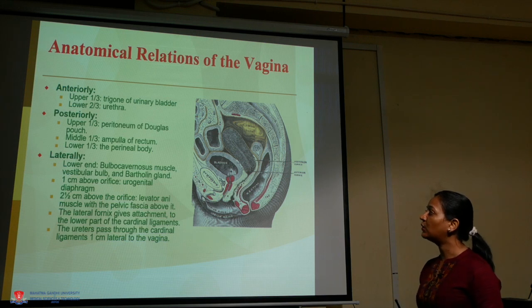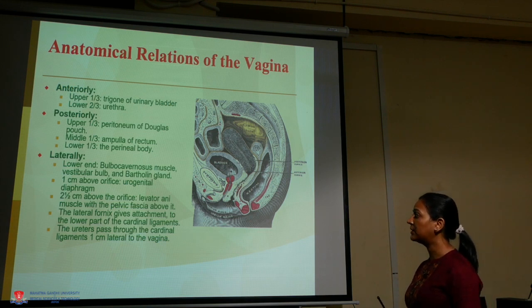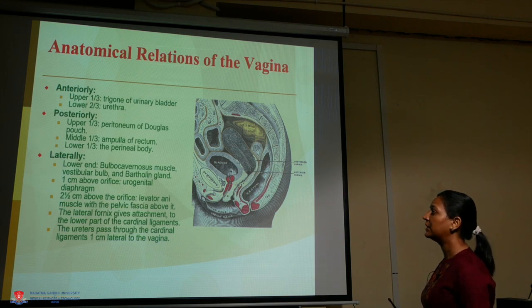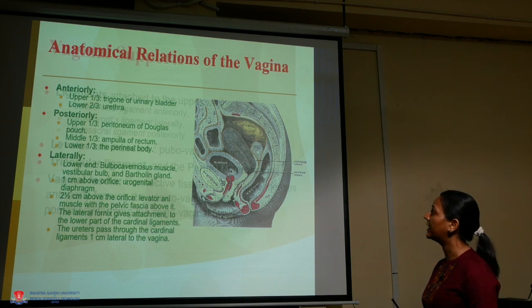Then laterally in the lower part are the bulbocavernous muscle, vestibular bulb and the Bartholin gland. 1 cm above the orifice is the urogenital diaphragm. 2.5 cm above the orifice, levator ani muscle with the pelvic fascia above it. The lateral fornix gives attachment to the lower part of the cardinal ligaments. The ureters pass through the cardinal ligaments 1 cm lateral to the vagina.